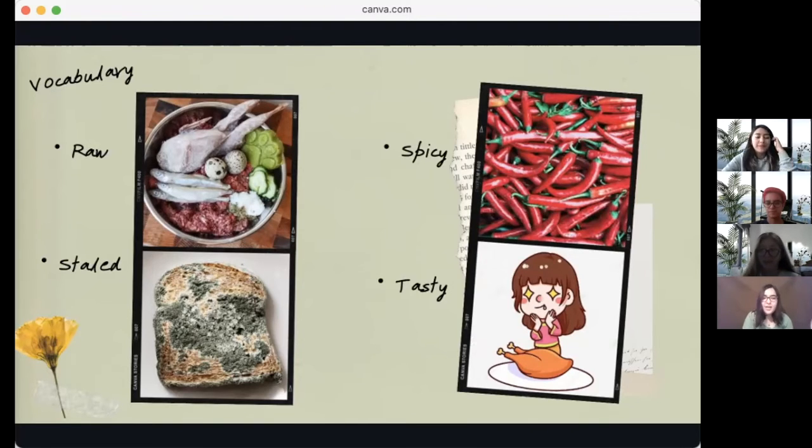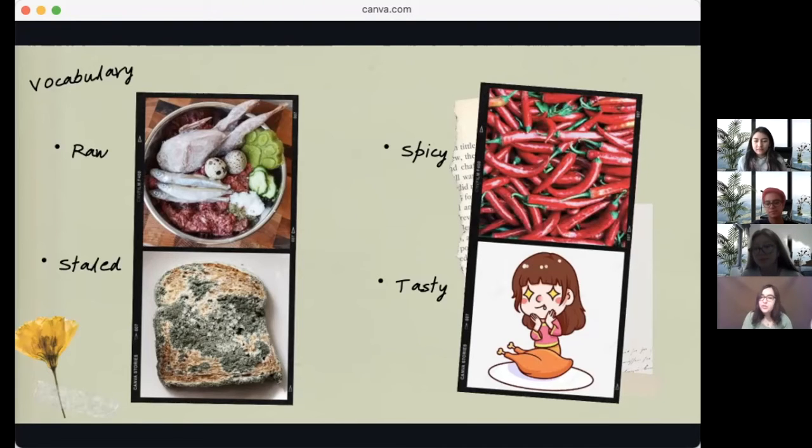And then we have stale. Does someone know what stale means? Yes, when you can't eat the food. If you eat it, you can get a very bad stomach ache. Exactly, like when the milk is sour. But yes, then we have spicy and tasty, which are words to describe the food.